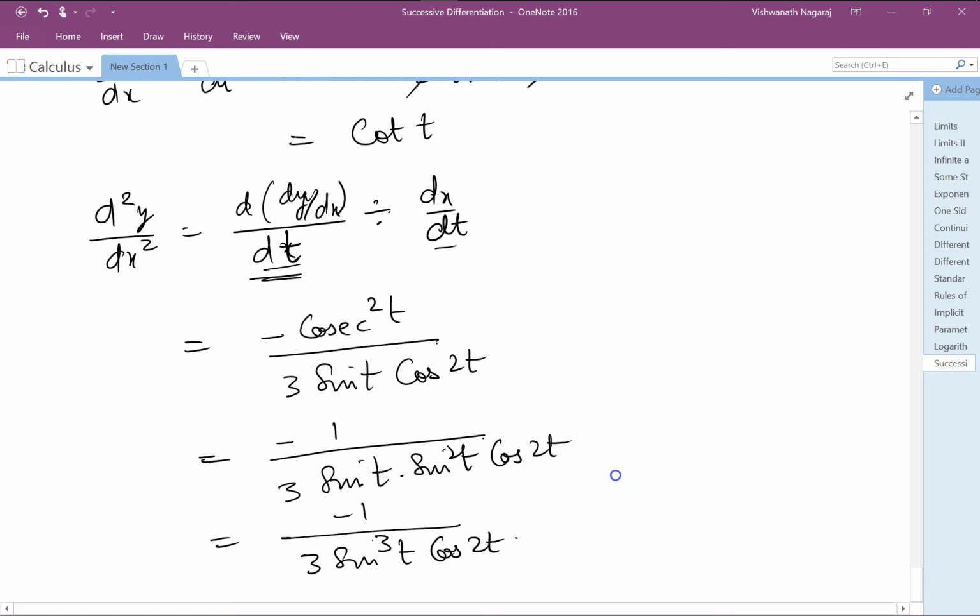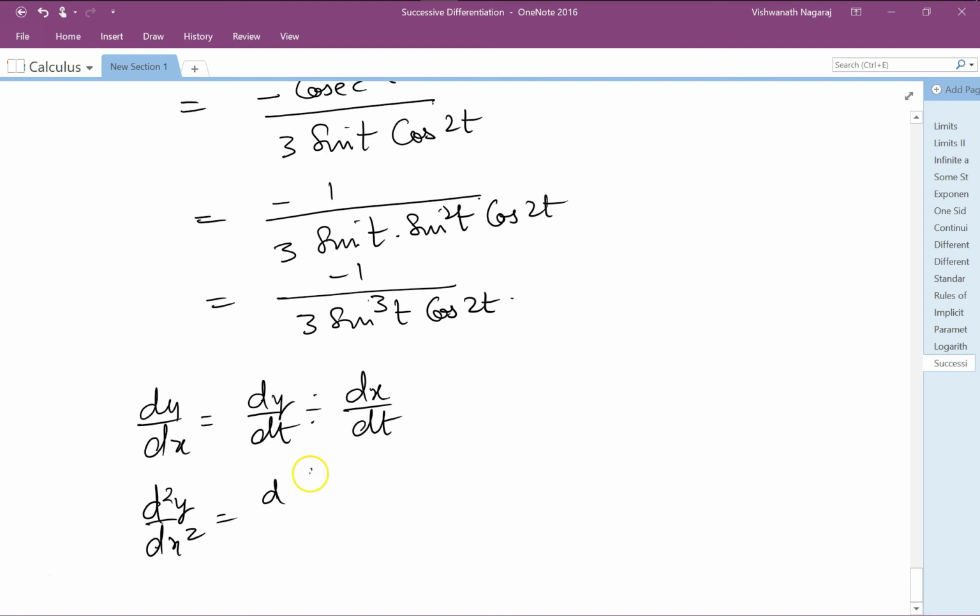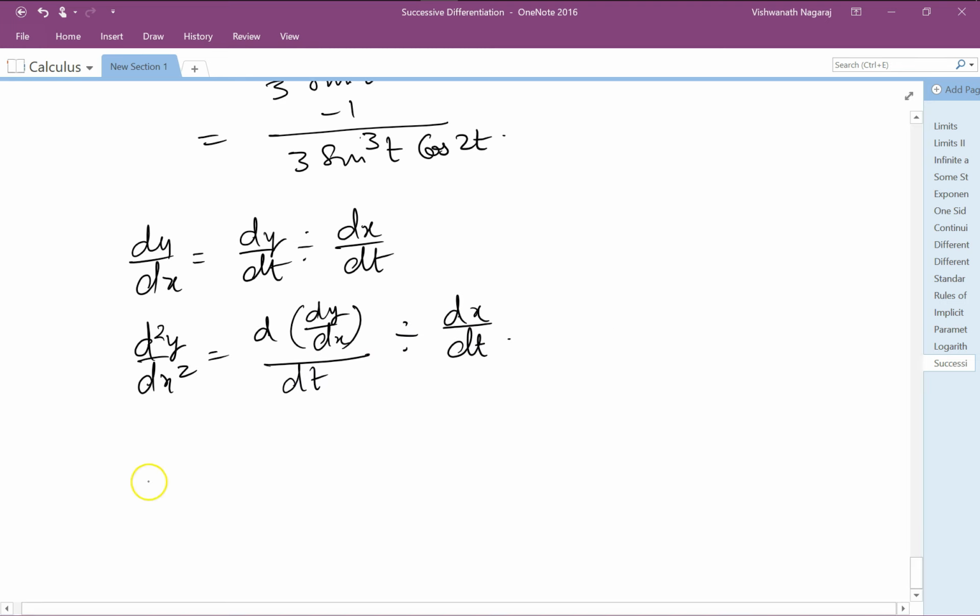So just be careful about the second derivative onwards. Okay, so for the first derivative, remember to find dy by dx, if the parameter is t, then you have to find dy by dt divided by dx by dt. To find the second derivative, you have to find the derivative of dy by dx, the first derivative, which is what we normally do. But here you have to divide it by, again, dx by dt. Okay, I think that's enough for today.